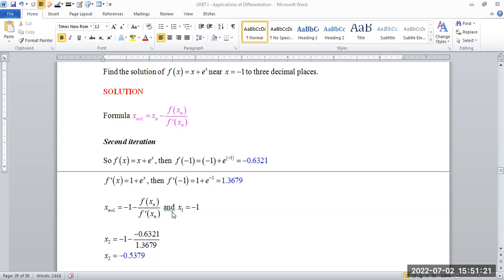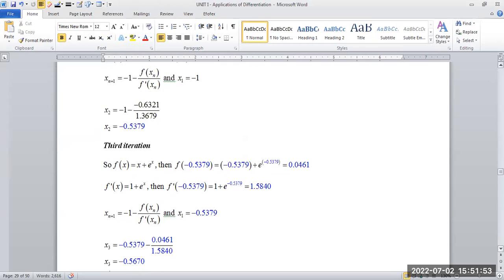Negative 0.6321 goes in the numerator. 1.3679 goes in the denominator. And this negative 1 is where my x1 is. So that's my x1. I'm going to evaluate it. I'm going to get negative 0.5379. This doesn't look far off, because it did say that it's near negative 1. So now I have something that is between negative 0.5 and negative 1. So I know that's where my value is going to lie. That's my x2. I'm going to go with my third iteration.